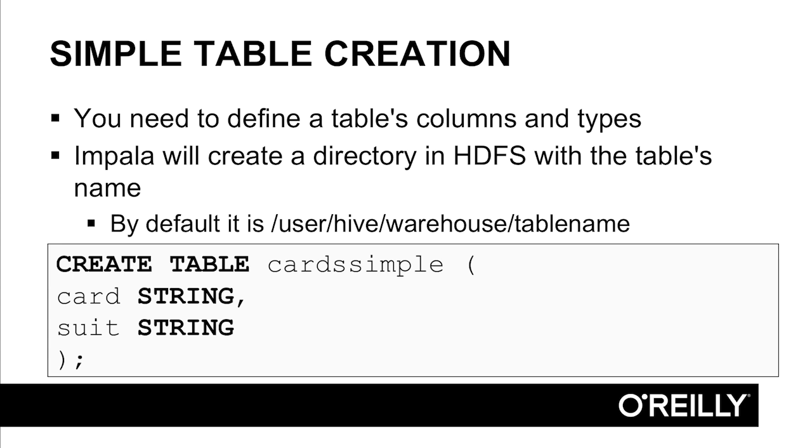Now let's review the actual syntax for that. We do a create table and then the table name. In this case, the table name is card_simple. And then we start to define the actual types and columns within it. So we use parentheses, card string, suit string.